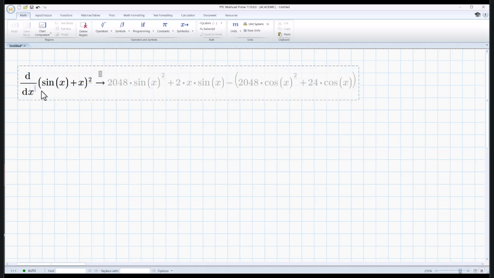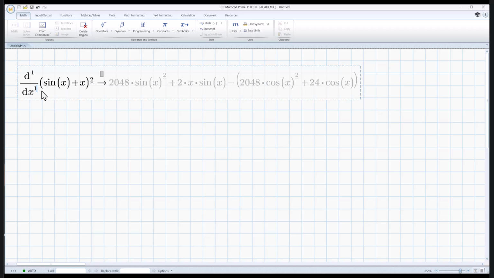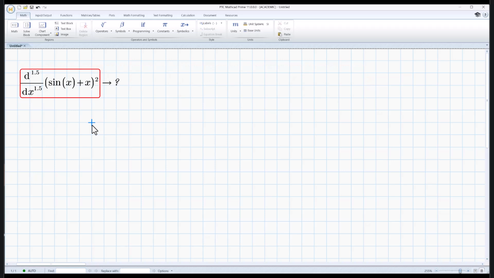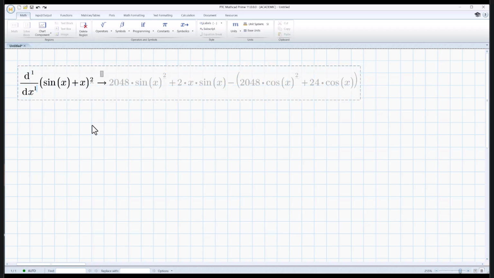Now this does need to be an integer. There is such a thing as fractional order calculus. I don't think this is going to work. Nope, it croaked. Okay, well, unsurprising.